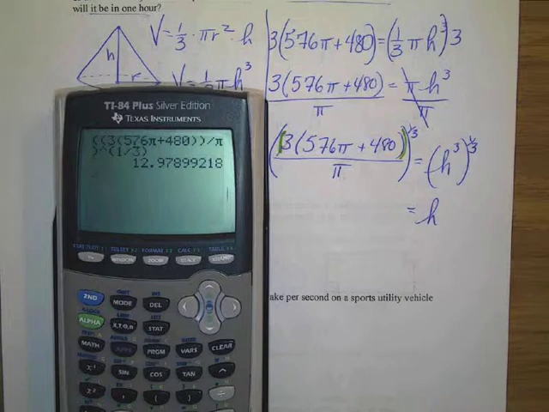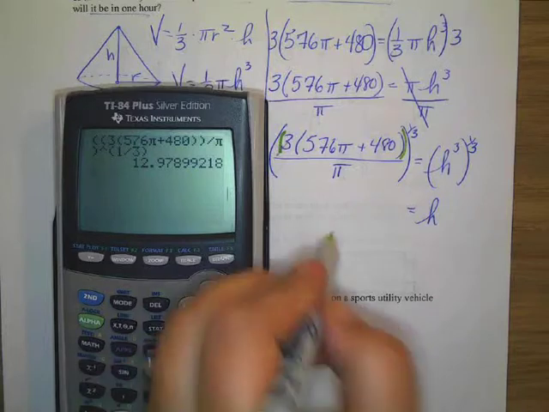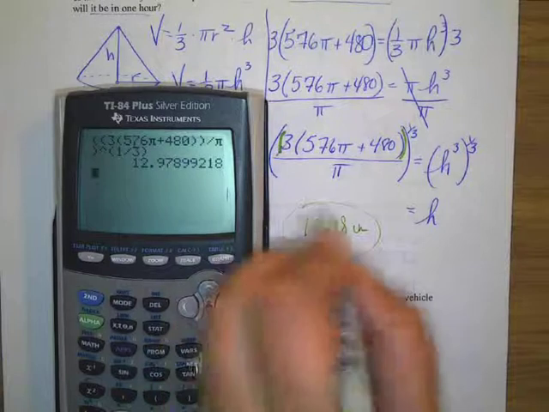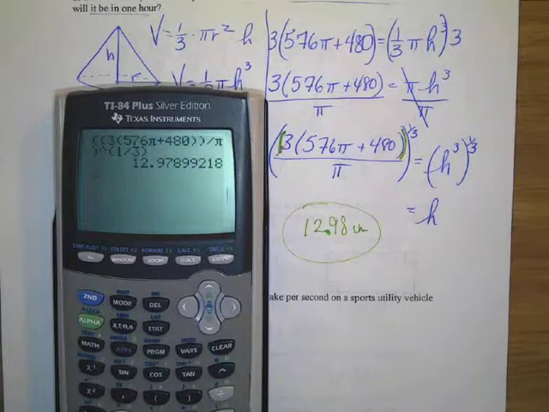Awesome. How tall is the grain pile? 13. Almost. It's 12.98. In an hour, it almost grew an inch in height and in radius because they're the same. It started out a foot tall, so in an hour it grew almost an inch in radius and height.